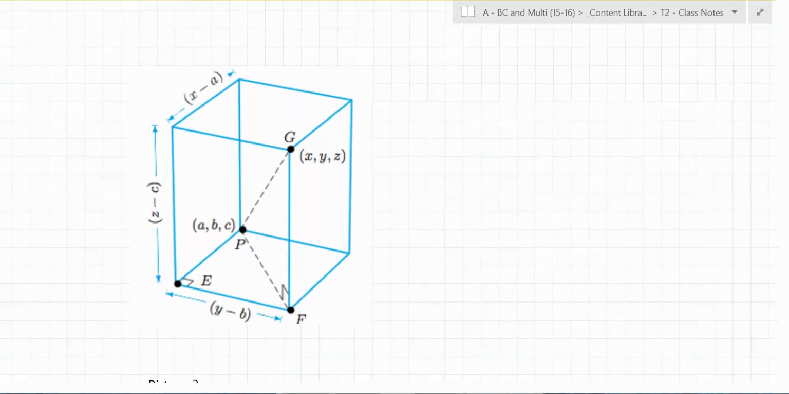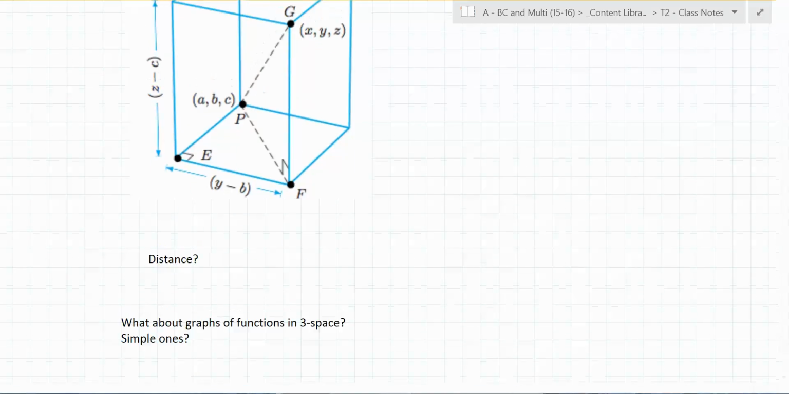What is this a visual representation of? The rectangle. Yeah, it's a rectangular prism. It allows us to find the distance between 2 points.